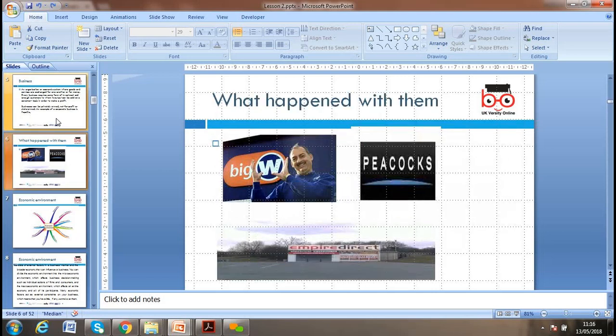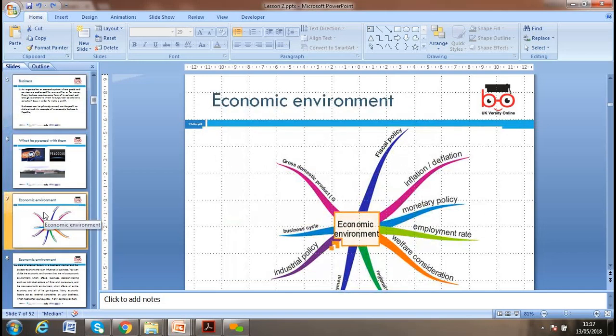An example of a corporate business is PepsiCo, that's a public limited company. So we can go through as well. Anybody any question? So what's happened with these companies? Big W's, Peacocks and various others, these were liquidated due to the economic system within a business and economic situation that led them to be out of the business.